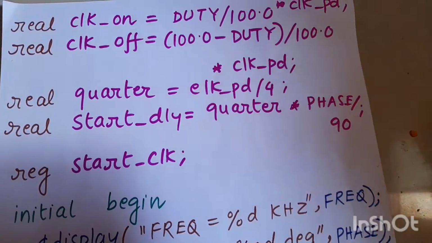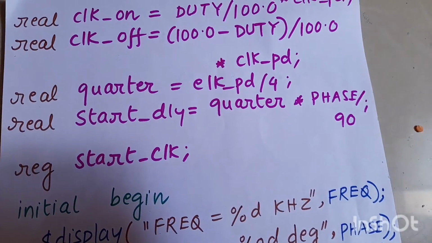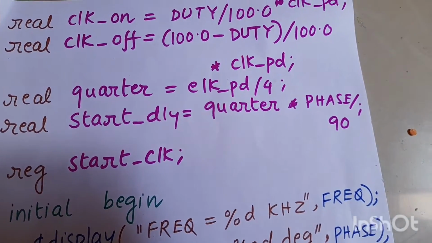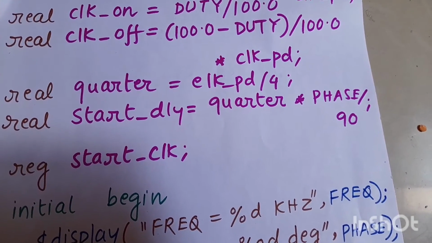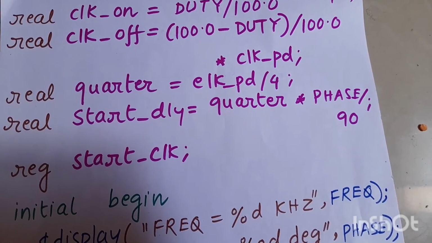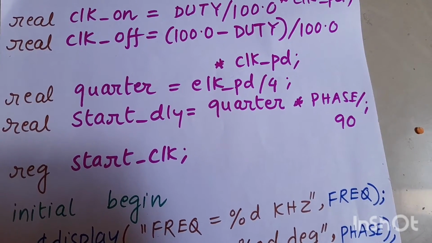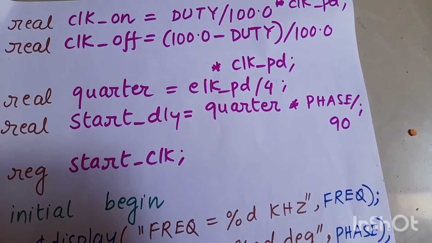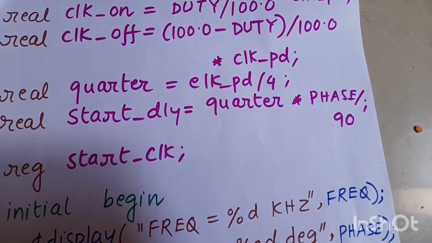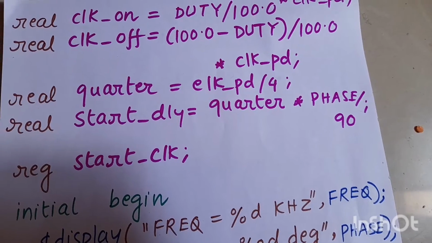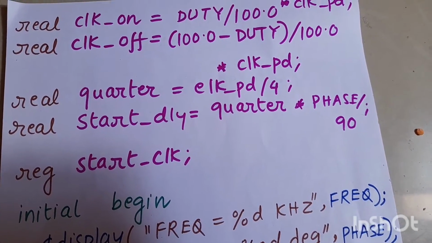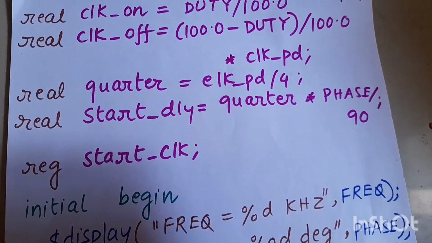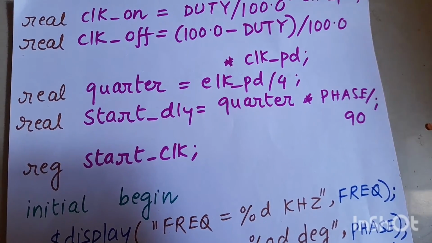Now quarter. Quarter is equal to clock underscore PD divided by 4 semicolon, that is of real type, quarter. Start underscore delay, it is also of real type, quarter into phase divided by 90 is equal to start delay. So quarter means what? 1 by 4 means quarter. Quarter of clock period means what? 1 by 4 multiplied by clock period gives me quarter. That is what is written. Real quarter is equal to clock period divided by 4.